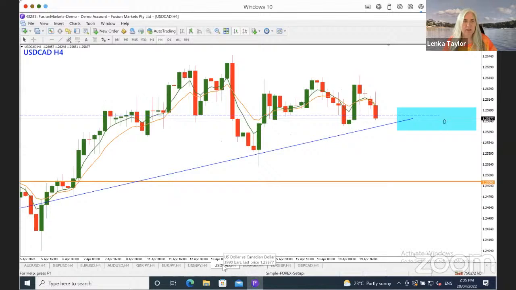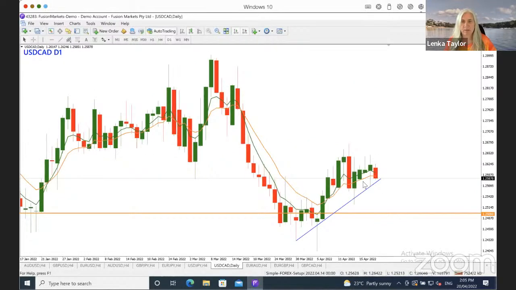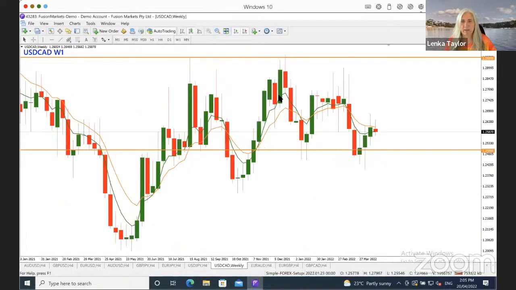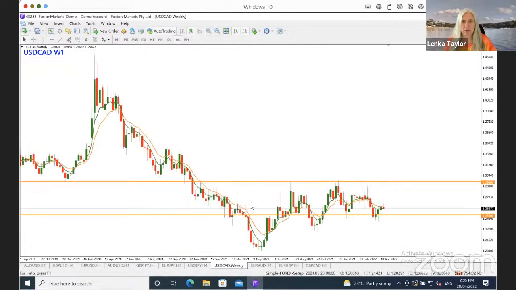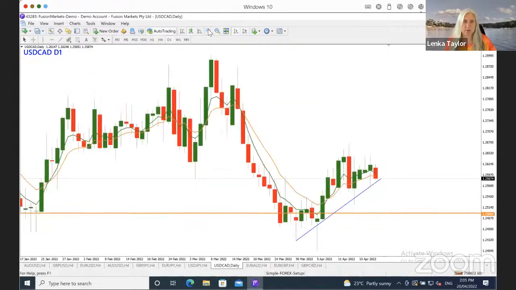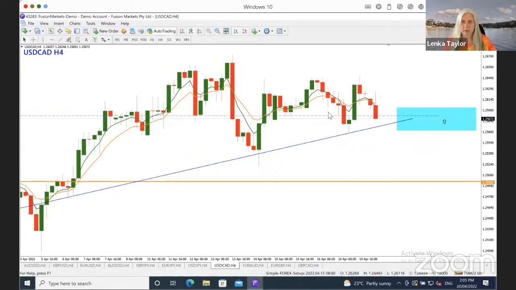Next currency pair is USDCAD. USDCAD at the moment is going sideways, but according to the trend on the daily, it's going up. And also on the weekly, in that range where it's been for quite some time, it's at the bottom of the range. So I'm looking for long to the top of the range. So let's see how this pans out.